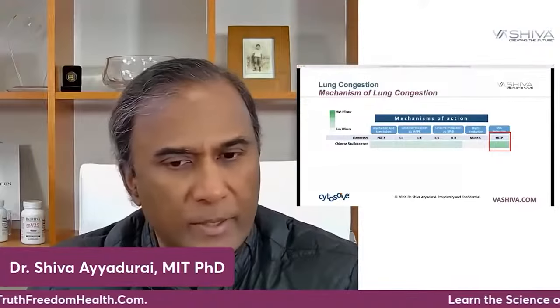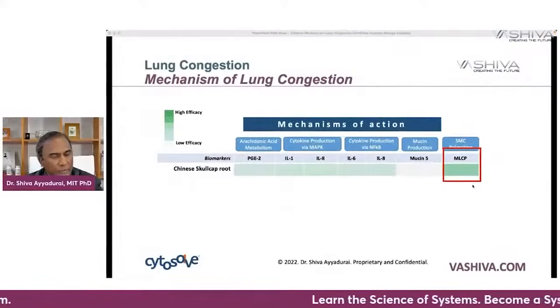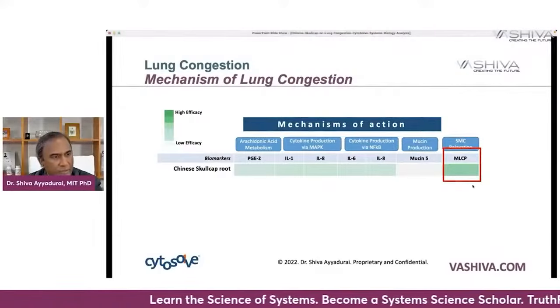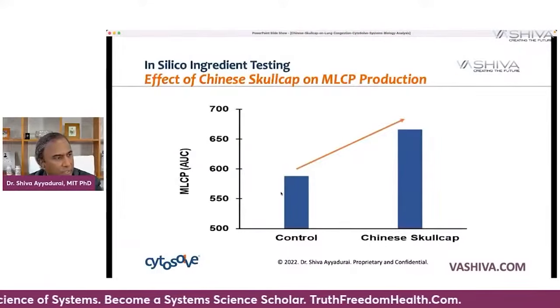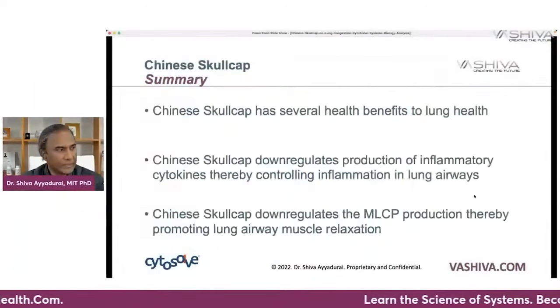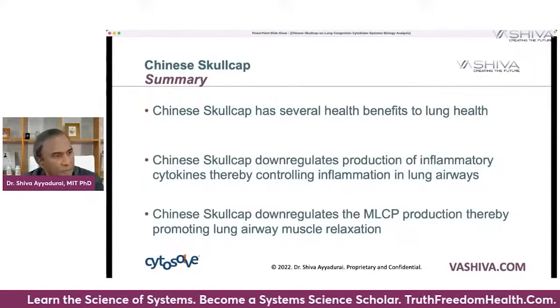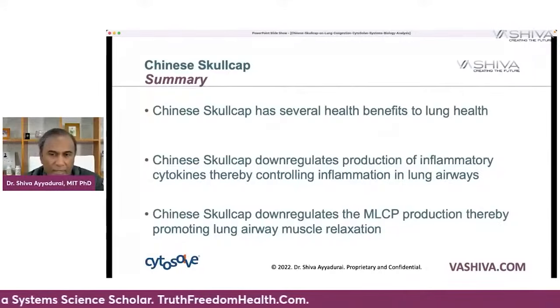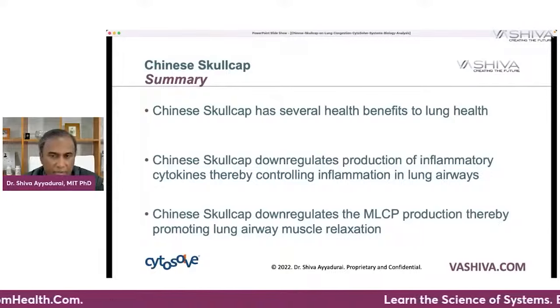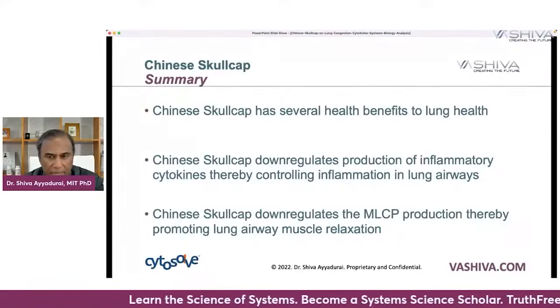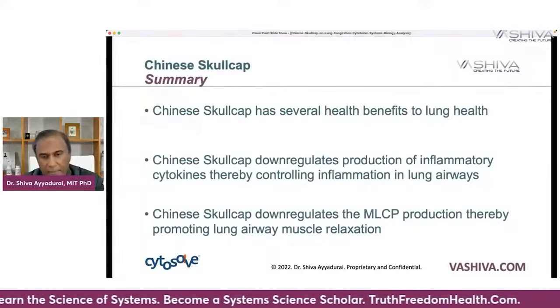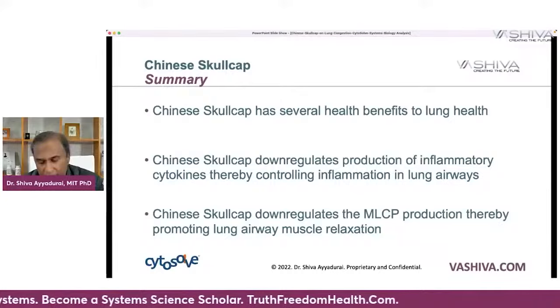It has no effects on mucin 5, but when it comes to MLCP, which is the important chemical that reduces contraction, which means increases smooth muscle relaxation, this almost went up by 20%. That's why the smooth muscle relaxation pathway is so important. So there you go. Chinese skullcap has several benefits for lung health. It downregulates inflammatory cytokines, those four cytokines, thereby controlling inflammation in lung airways. But one of the most important things it does, it upregulates MLCP production, thereby promoting lung airway muscle relaxation. So that's really, really important to understand.